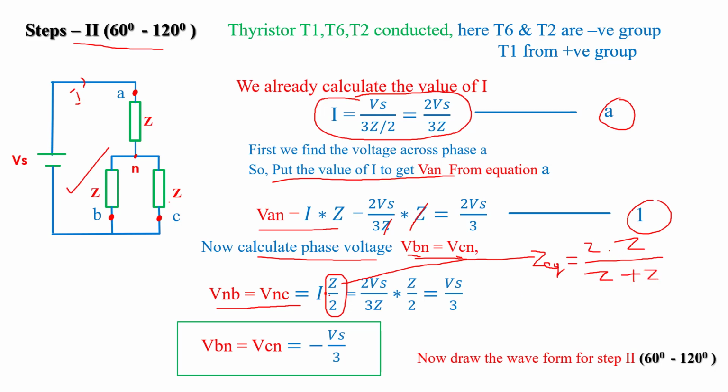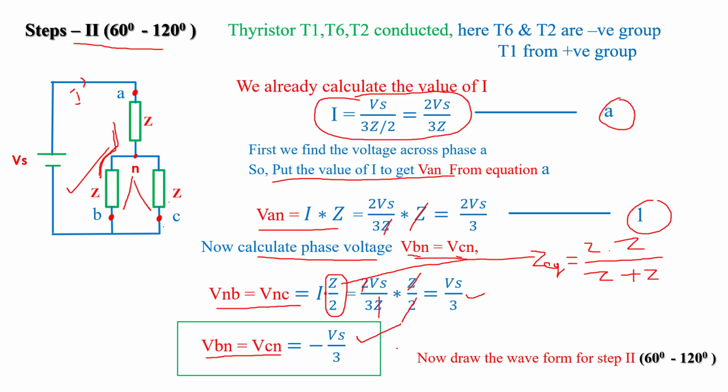So we know the value of I, 2Vs by 3Z, multiplied by Z by 2. So 2 cancels, Z cancels, and we get Vs by 3. But this is the value of VNB and VNC, because current flows in this direction from neutral toward B or from neutral toward phase C. Now if we want to calculate VBN or VCN, we reverse the voltage, so minus Vs by 3. Now we have the values of VAN, VBN and VCN for step 2 also.